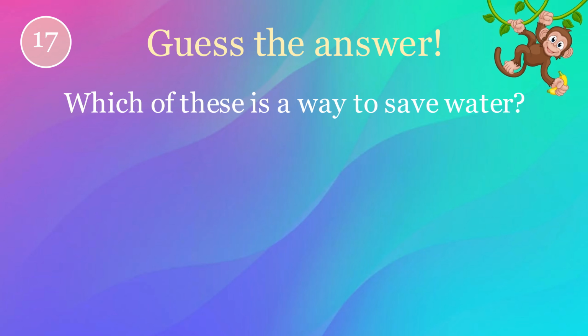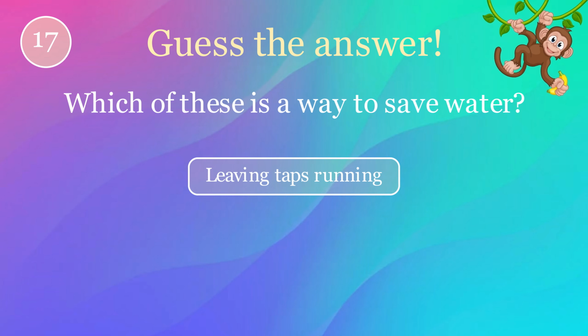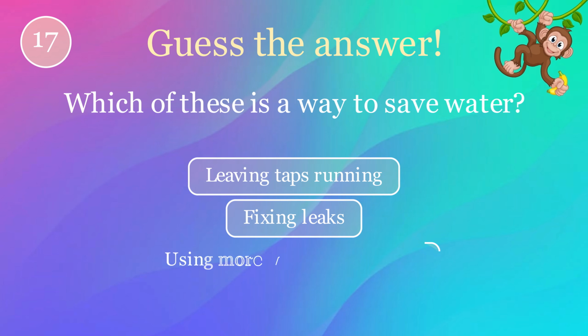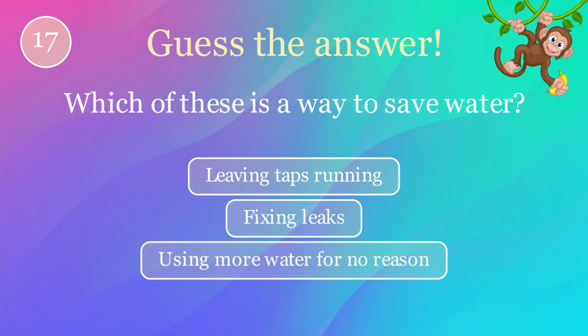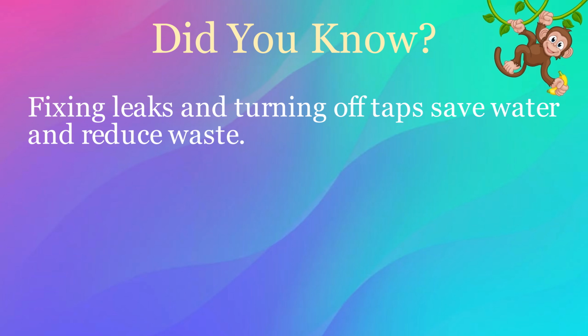Which of these is a way to save water? Leaving taps running. Fixing leaks. Using more water for no reason. The correct answer is, fixing leaks. Here's an interesting fact: fixing leaks and turning off taps save water and reduce waste.